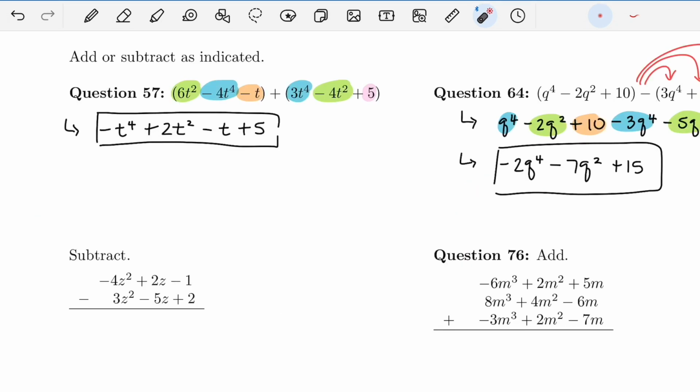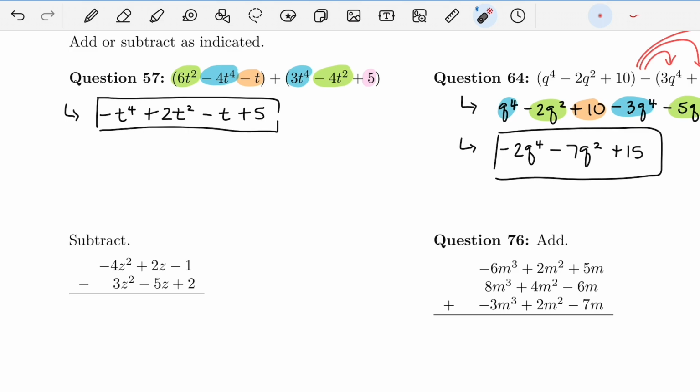Now for these next two questions here, we're still going to subtract and add polynomials, but we're going to do so in what's called vertical form. And as you can see, we have two polynomials here, laid out in vertical form. So all of our like terms are in the same column, which is nice. So in this case, we're just going to subtract everything in these respective columns.